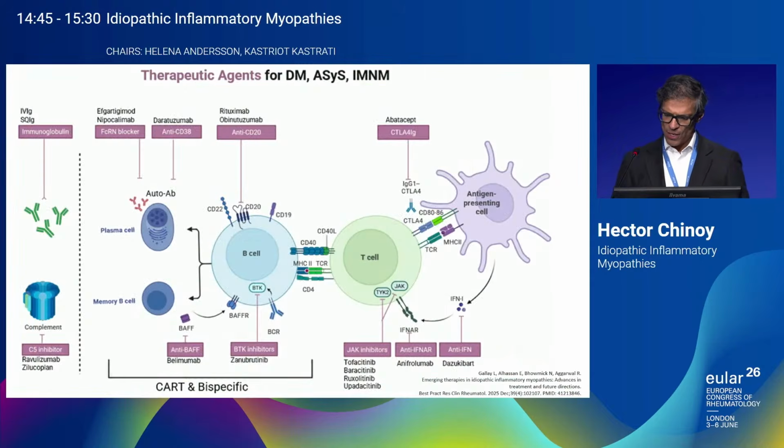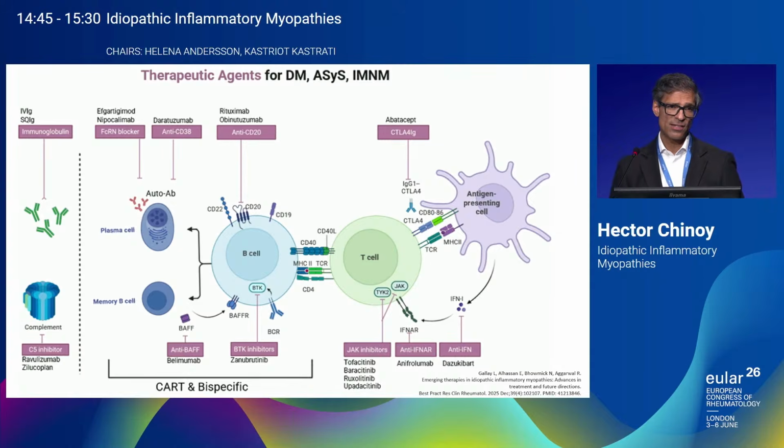So this is a review from December from Laura Gallet and Rohit Agarwal and team, and a really nice summary picture. So starting on the left, what agents have we got at our disposal? There's IVIG, the idea of complement inhibition. Then we've got FcRn blockade. I just presented a poster on efgartigimod, which you can refer to.